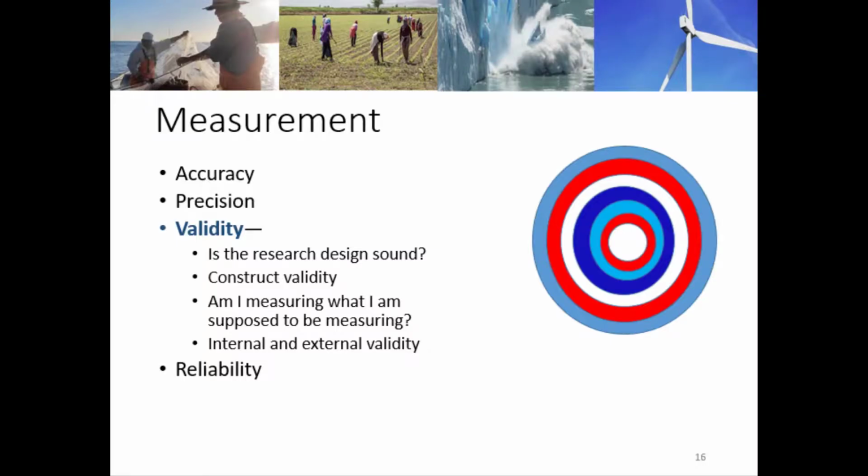Validity gets at two different concepts. First, whether your research design is sound. This is what we call internal validity. And secondly, whether results are generalizable, or external validity. Construct validity gets at whether you are measuring what you aim to measure. So internal validity focuses on whether the study design was sound and there is truth in the findings that are being made.